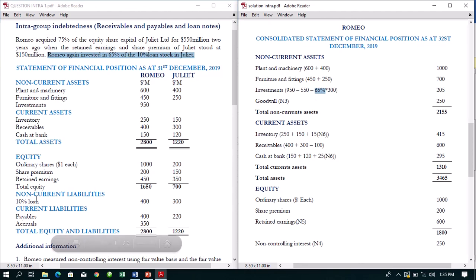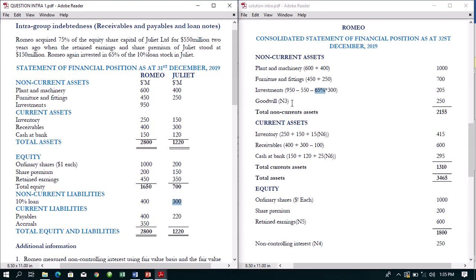Now I will come and check. The loan note of the subsidiary is 300, and we are told that Romeo owns 65% of this 300. As such, we have to eliminate that. So 65% of 300, eliminating it from the investment, means that the remaining investment of 205 will be the only one that will be consolidated. So 205 is the investment owned by the parent company out of the group.